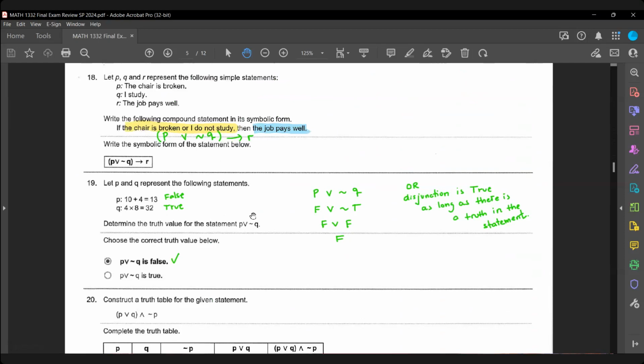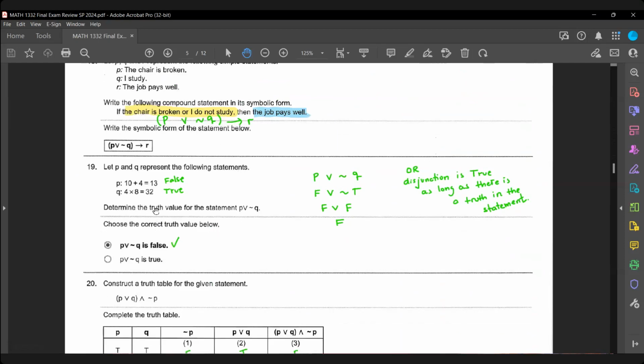For number 19, we have two statements, P and Q. They want us to determine the truth value of P or not Q. Before I answer this particular example, I want to direct your attention here to the definition of or. Or is a disjunction statement, and it is only true as long as there is some truth in this statement. We notice that P is false.